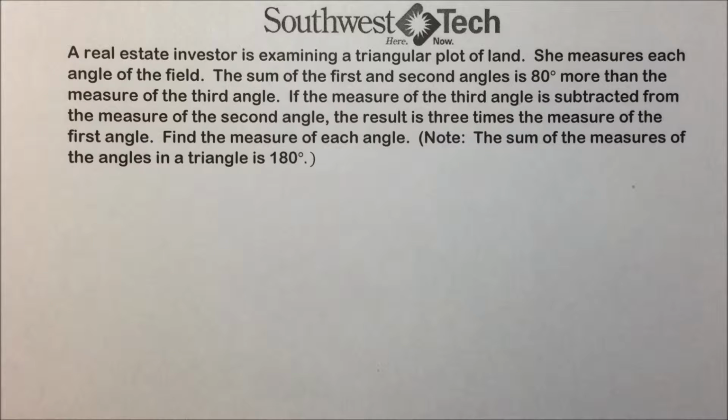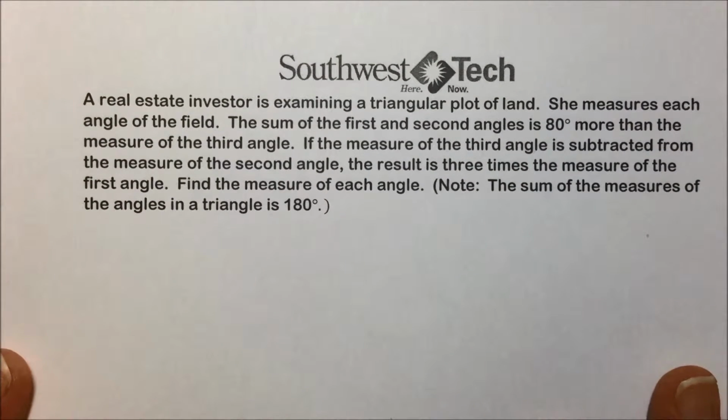And here it is. A real estate investor is examining a triangular plot of land. She measures each angle of the field. The sum of the first and second angles is 80 more than the measure of the third angle. If the measure of the third angle is subtracted from the measure of the second angle, the result is 3 times the measure of the first angle. Find the measure of each angle, and they have a note here telling us that the sum of the measures of the angles in a triangle is 180.